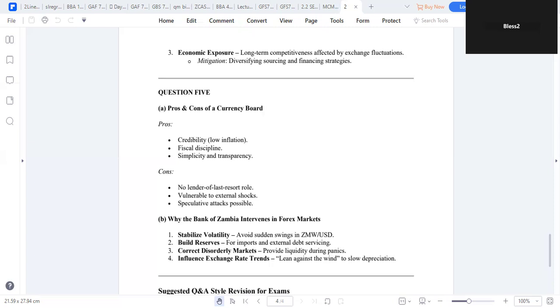So together, these approaches highlight the delicate balance between credibility, stability, and adaptability in managing Zambia's monetary and foreign exchange systems. So this is how this paper was supposed to be answered. Hope this was clear.